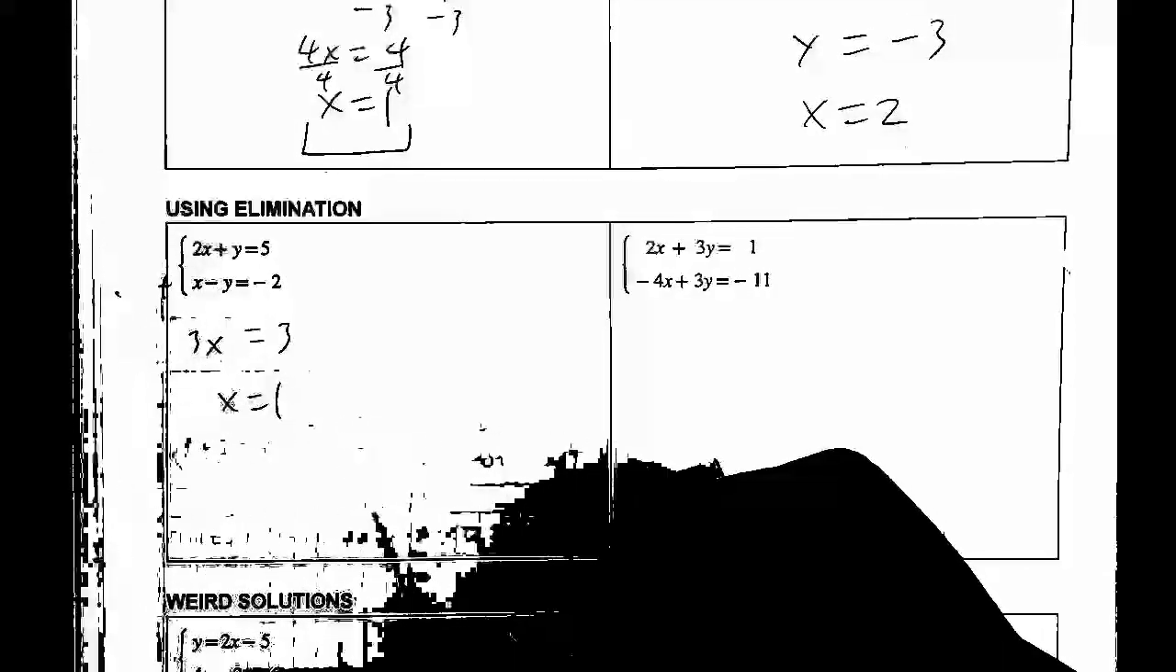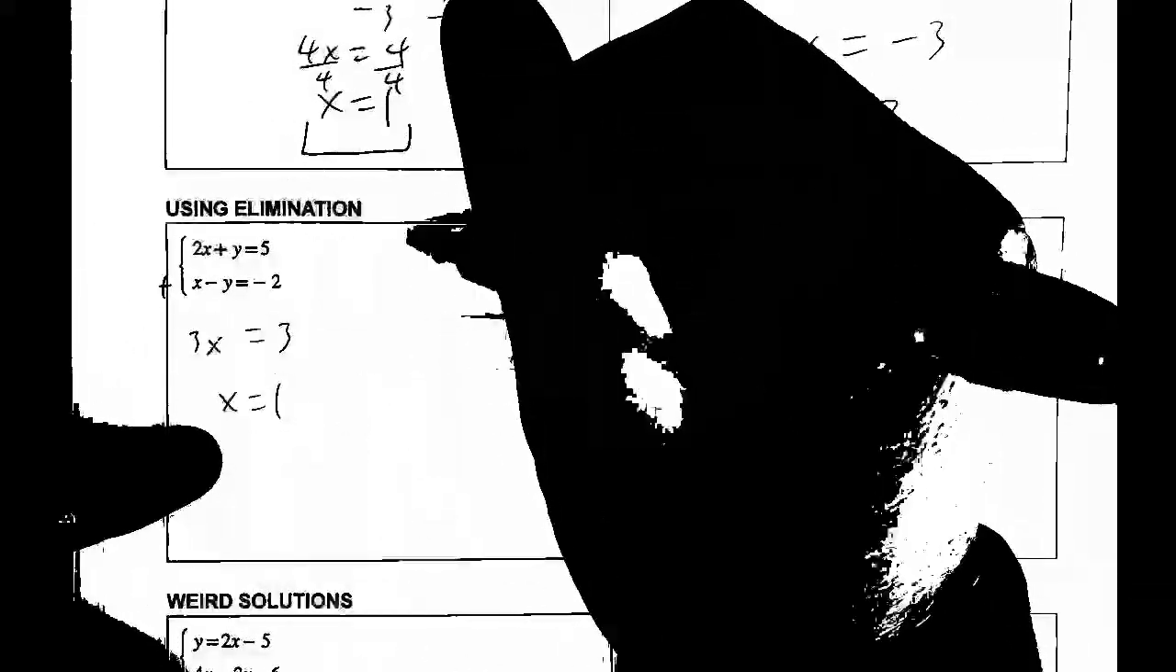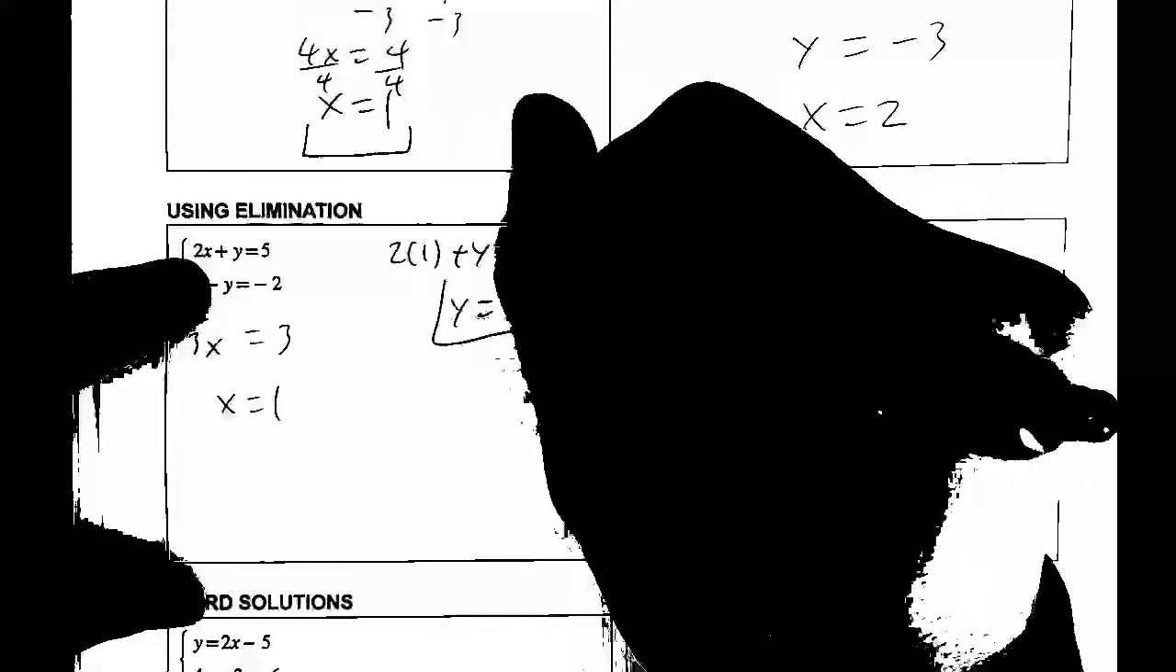2x plus x is 3x. y minus y is nothing. 5 minus 2 is 3. We're just adding down. Then I have x. Well, then I can just plug it into this one. So 2 times 1 plus y equals 5. So then y must equal 3.